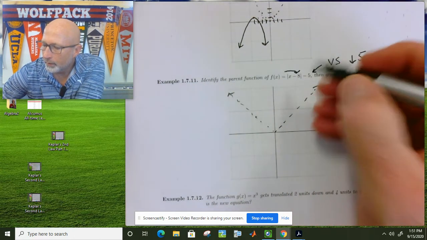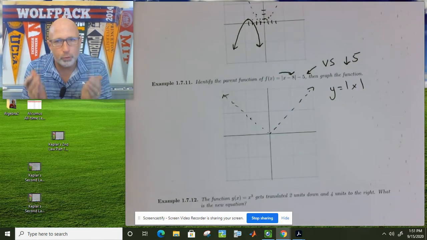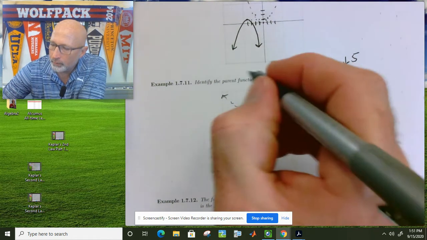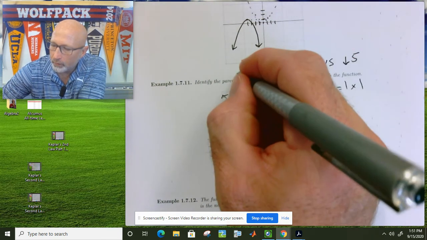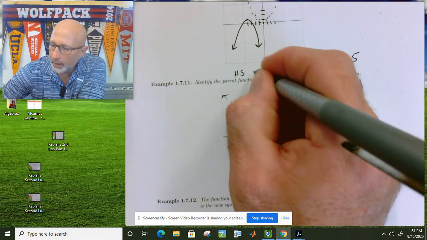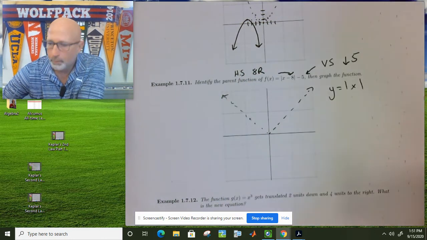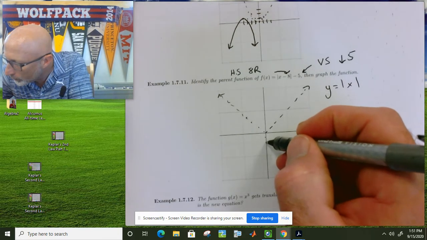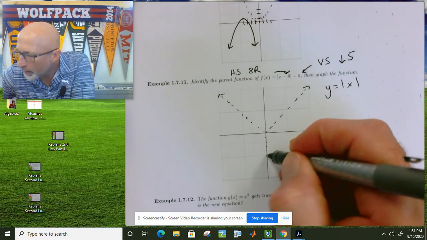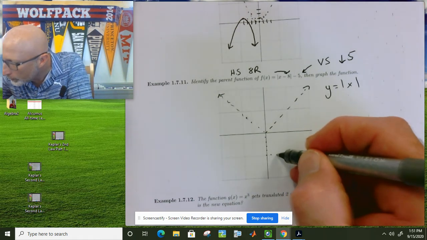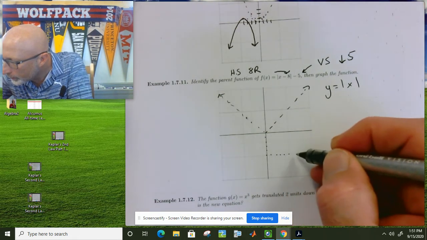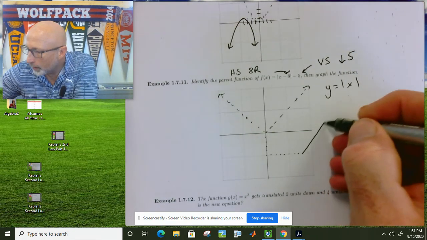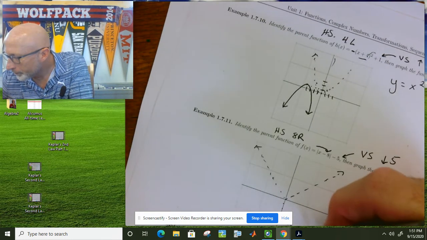And then right here, it's inside, it's once again in that grouping with the x, so it's going to do exactly the opposite of what you think it's going to do. So it's going to be a horizontal shift 8 units to the right because it's negative. So I'm going to go down 5. 1, 2, 3, 4, 5, and then 8 to the right. So 1, 2, 3, 4, 5, 6, 7, 8. Okay, so it's going to go like that.